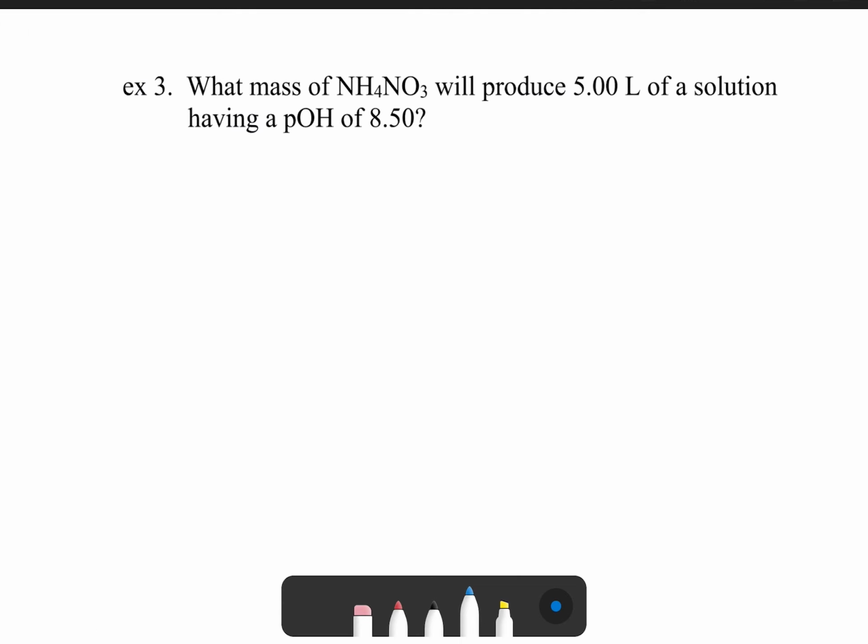Our third example: what mass of ammonium nitrate will produce 5 liters of a solution having a pOH of 8.50? We'll first realize that ammonium nitrate is a salt. So we will write the dissociation of ammonium nitrate.